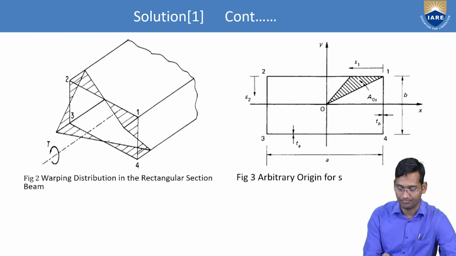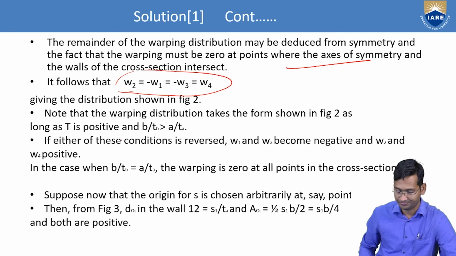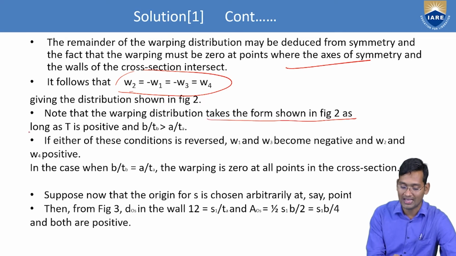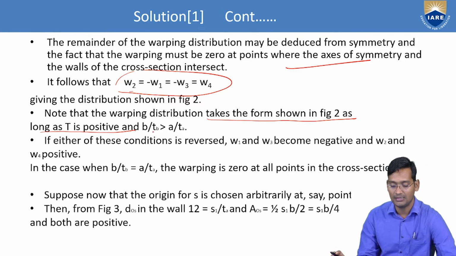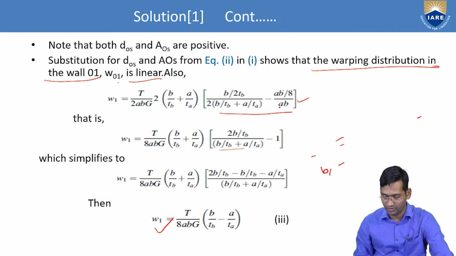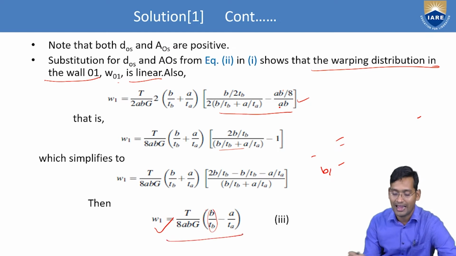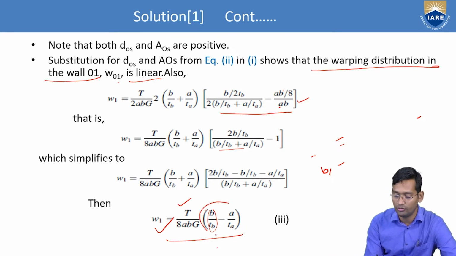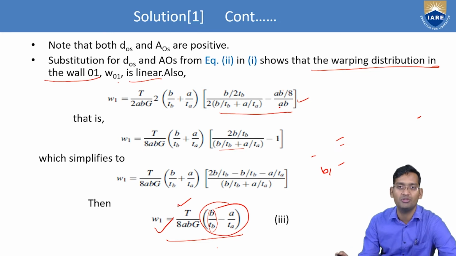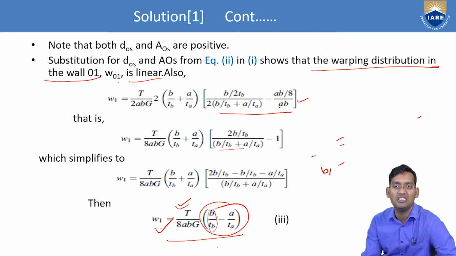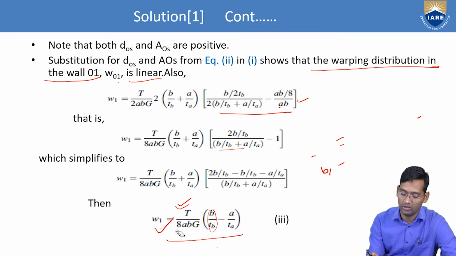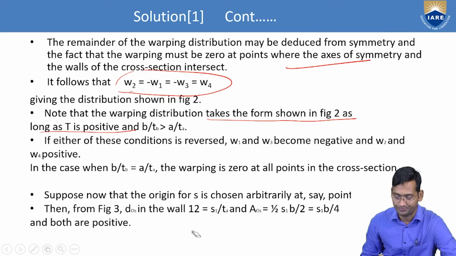So this is the warping distribution. Note that the warping distribution takes the form shown in figure 2 as long as T is positive and B by TB is greater than A by TA. So from here you can say if B by TB is greater, only then this value will be positive, and T also should be positive. If B by TB is less than A by TB, this value is negative, and even if T is positive, W1 will be negative. So T should be positive and B by TB should be greater than A by TA, only then the W1 value will be positive.